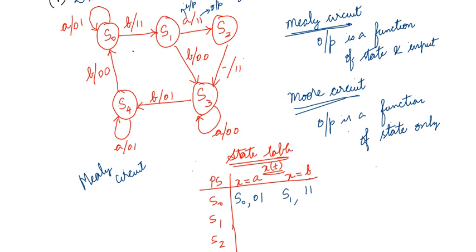Now try to fill this. The present state is S1. When the input is A, the next state is S2, and the output is 1 1. Similarly, in state S1, when the input is B, we go to S3, and the output is 0 0.